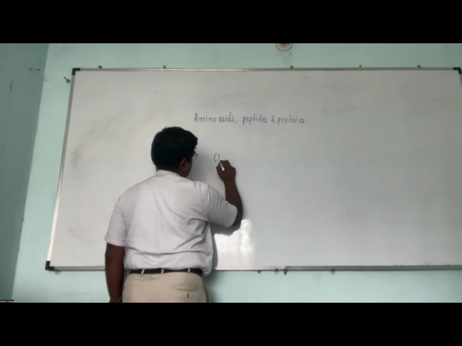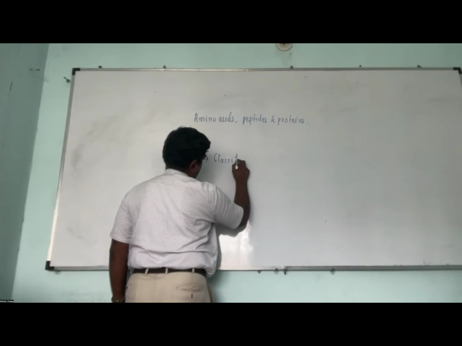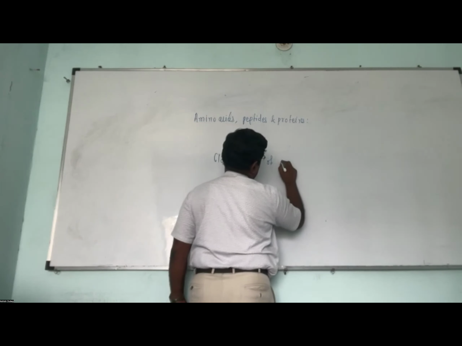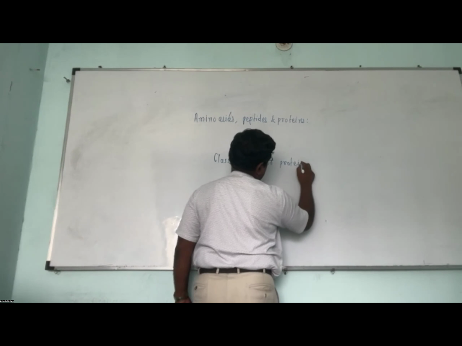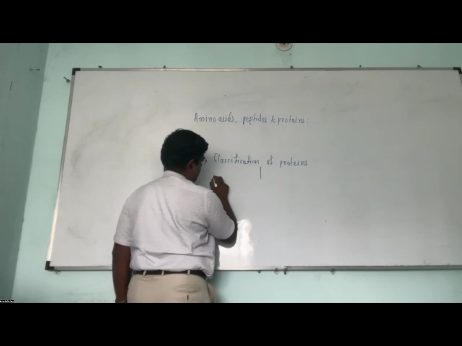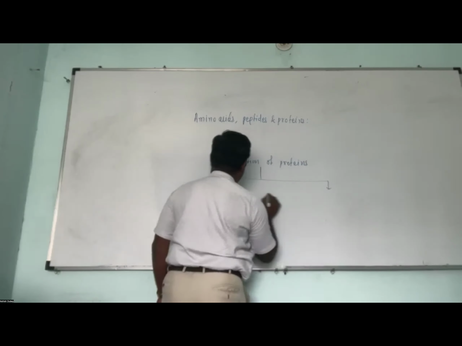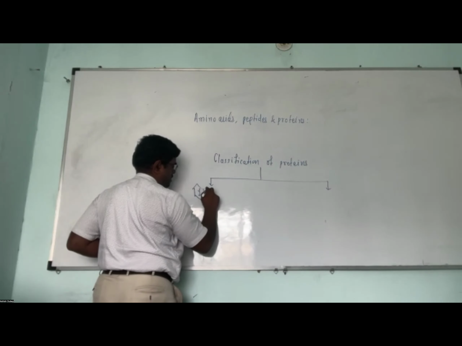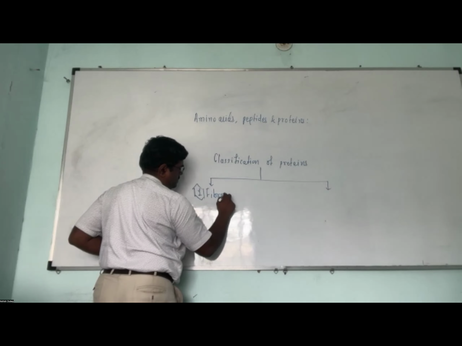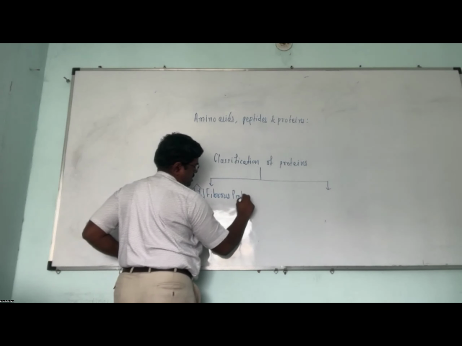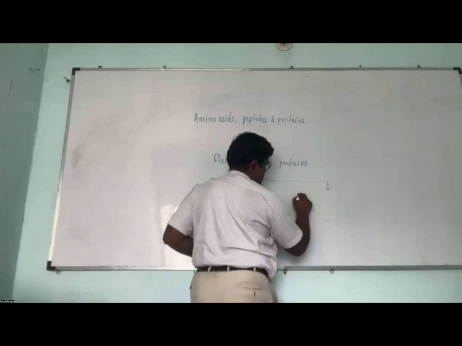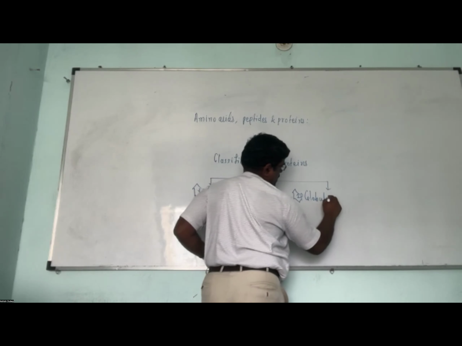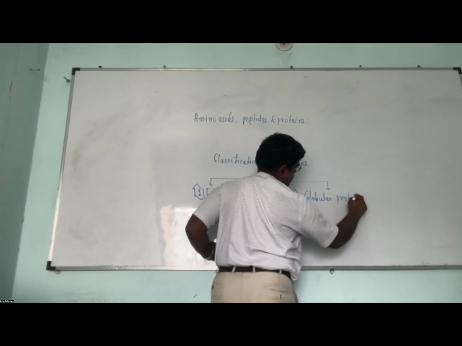The next part is classification of proteins. They are classified into two types. The first one is fibrous protein, and the second one is globular proteins.